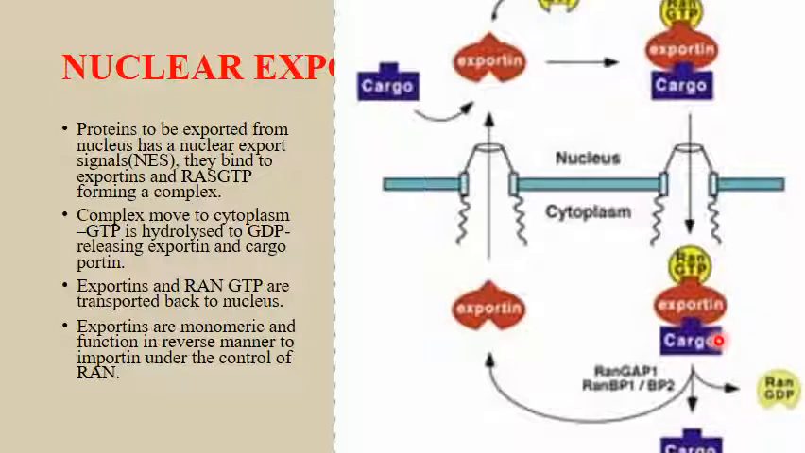When they reach the cytoplasm, the GTP is hydrolyzed to GDP, and the RAN GTP and cargo are released, and the exportin and RAN GTP are transported back to the nucleus. These exportins are monomeric and function like importins in reverse, under the control of RAN.